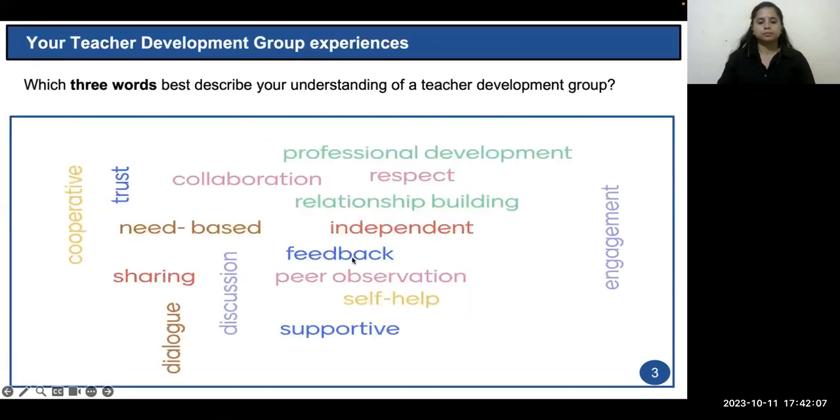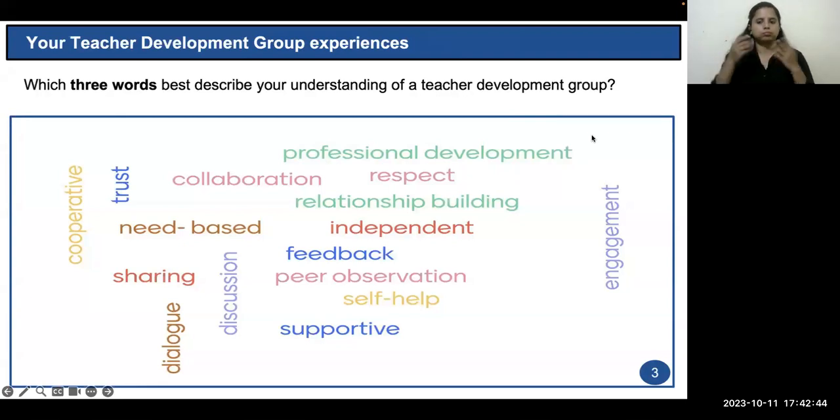So let's start our session with an activity of sharing your experiences of teacher development groups. Dear friends, on your screen, you can see a word cloud. You have to type any 3 words that best describe your understanding of a teacher development group in the chat box. Additionally, if you have a new idea or a particular new word which relates to teacher development groups, you can also type that in the chat box as well.